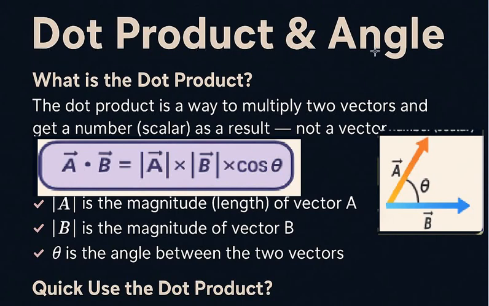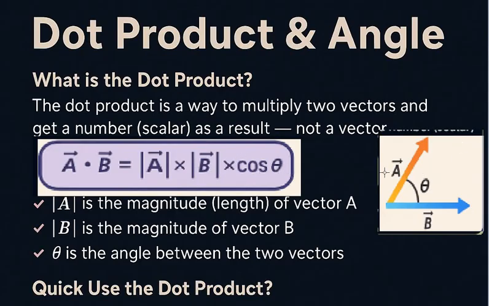Dot product and angle. Now what is the dot product? We are going to define dot products. The dot product is a way to multiply two vectors and get a number, a scalar, as a result, not a vector. Vector a dot b is equal to the magnitude of a multiplied by the magnitude of b multiplied by the cos of theta.